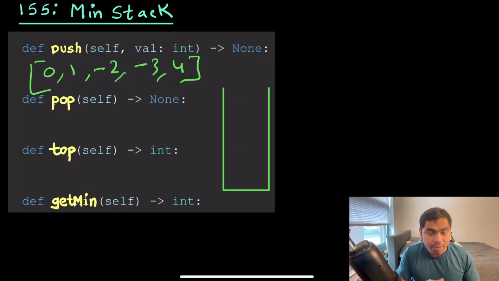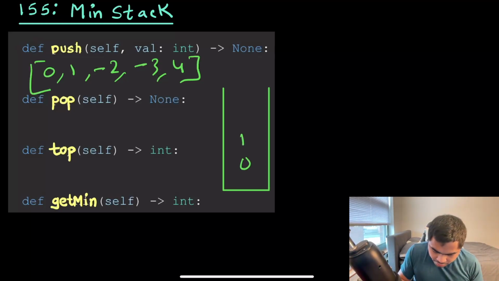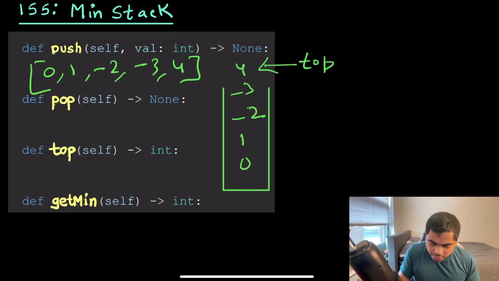So in regular stack operations, we will be basically pushing the values onto our stack just like this: -3 and 4. So this is the top of the stack. We can access the top, and we can pop these values. Top will be -3 now.